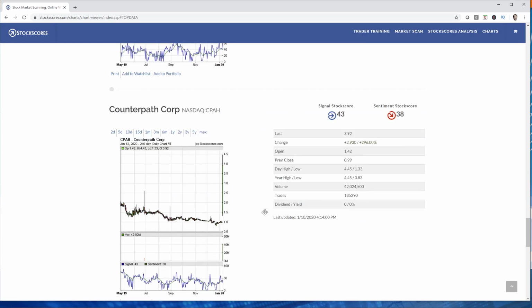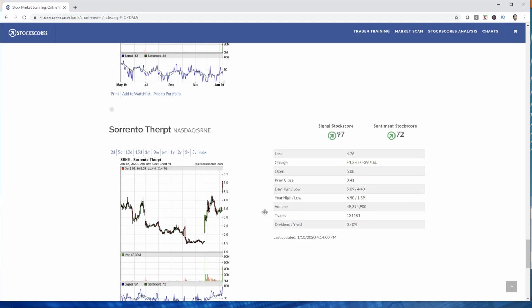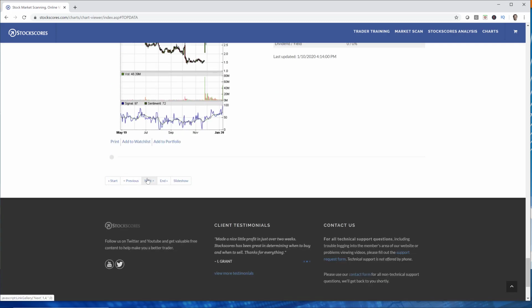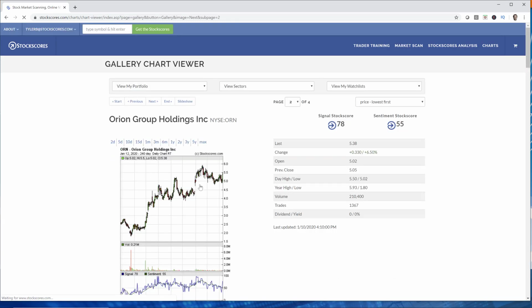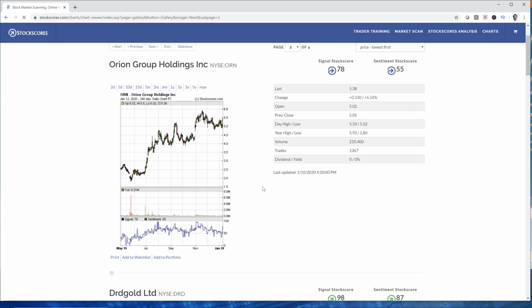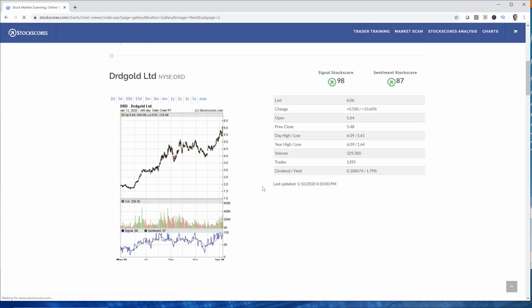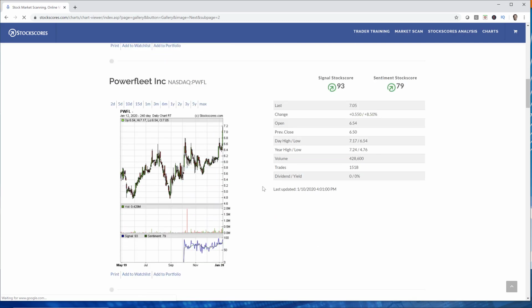I just run the market scan. I go through the charts looking for the patterns that I like to see. I can teach you what those patterns are. That's something that's done in the trader training that we do at Stockscores. And again, you can look at the website for that.